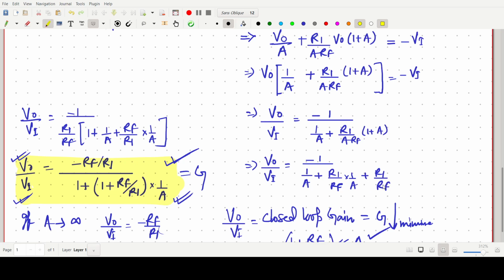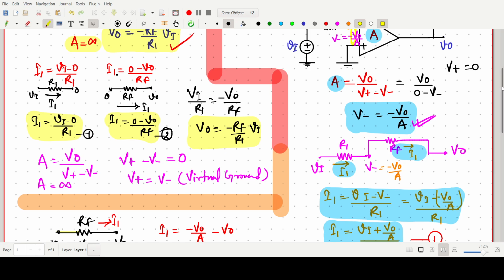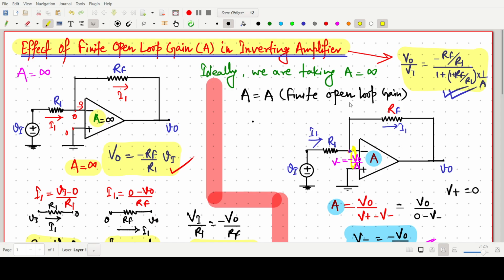Why I have taken R1 by Rf common? Because this Rf by R1. Then it should be simply again 1 plus 1 by A, Rf by R1. Okay, so like that you can see we have derived the expression for gain for the inverting amplifier when we are in the finite open loop gain. So this is all about this presentation.